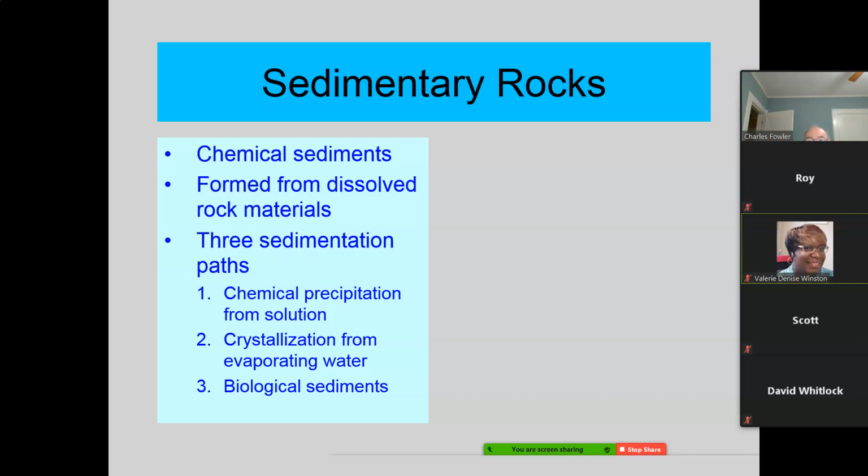Okay? Now, there are 3 sedimentary pathways. And like I said, chemicals are involved. Chemical precipitation from solution. Now, does that make sense to you, chemical precipitation? When you think precipitation, what do you think?